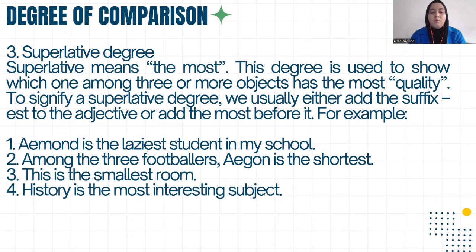Number two, among the three footballers, Egon is the shortest. Number three, this is the smallest room. Number four, history is the most interesting subject.